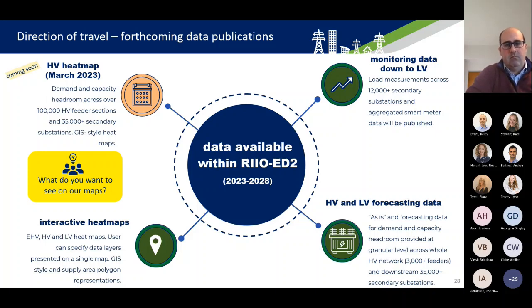Beyond March, the plan is to publish interactive heat maps that will allow stakeholders to see information around forecasting and planning data across the whole of our network, so from EHV down to LV. It will also be data that considers monitoring data from these LV monitoring devices and also from smart meter data. We're also going to publish more forecasting data across lower voltages, so we'll go down to the LV networks.